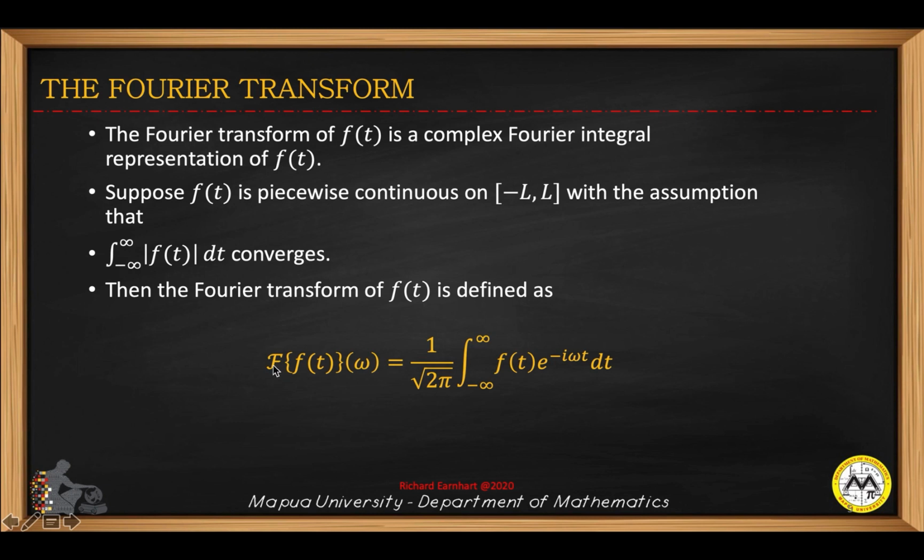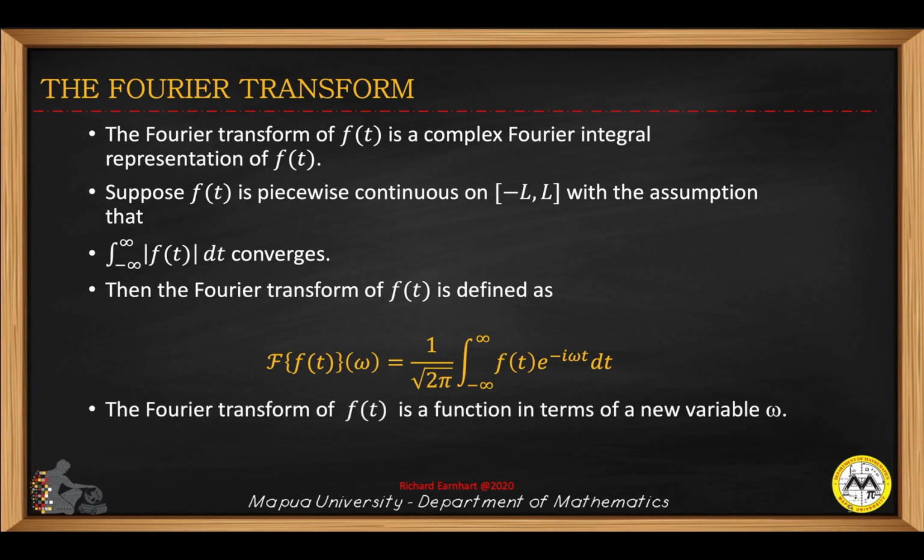This is the Fourier transform operator. You're given the function f of t. If you have omega here, this means that this is a function of omega. And that is equal to 1 over square root of 2 pi, integral from negative infinity to positive infinity of f of t multiplied by e to the negative i omega t dt. The resulting function, as you can see, will contain a complex variable, and the Fourier transform of f of t is a function in terms of the new variable omega.